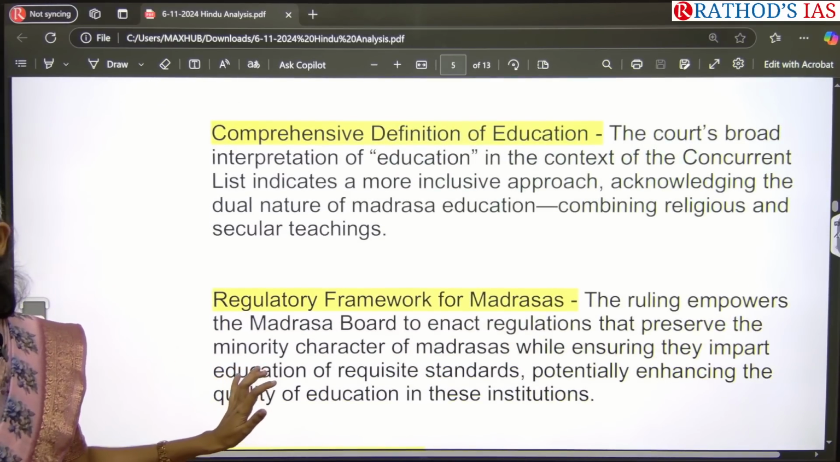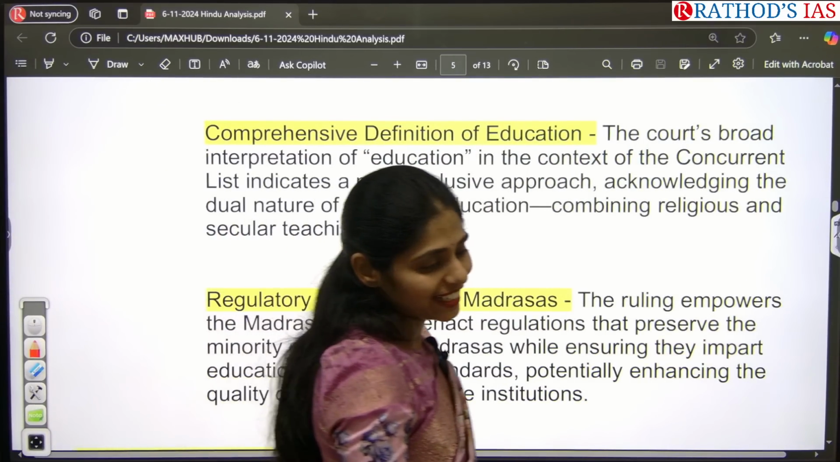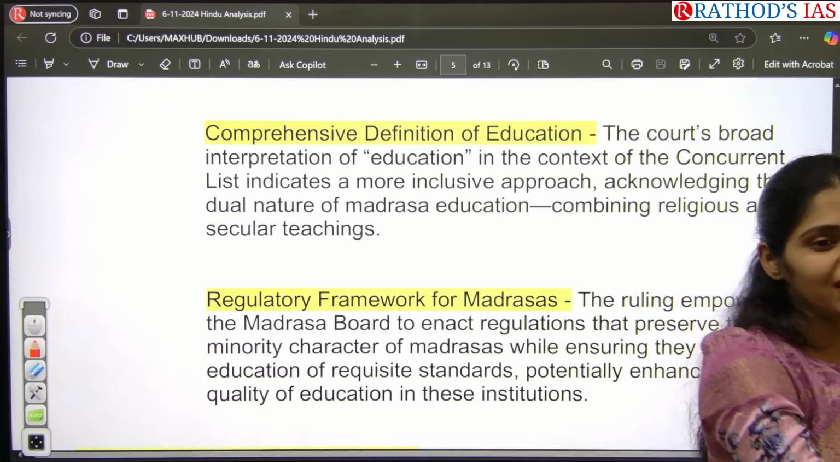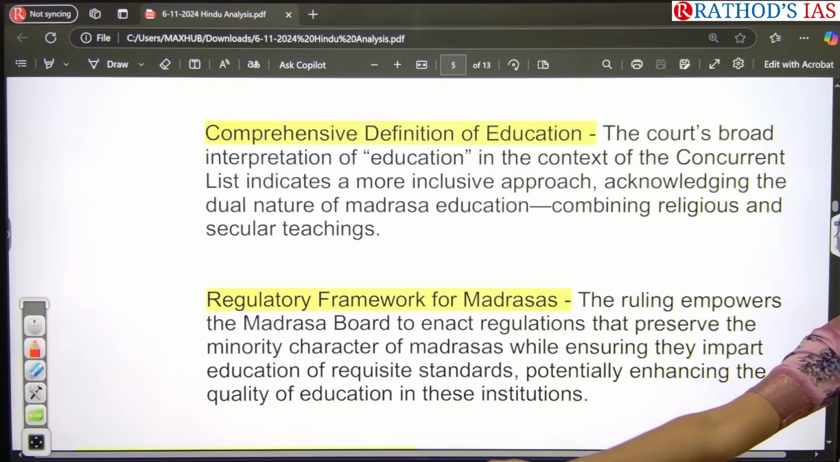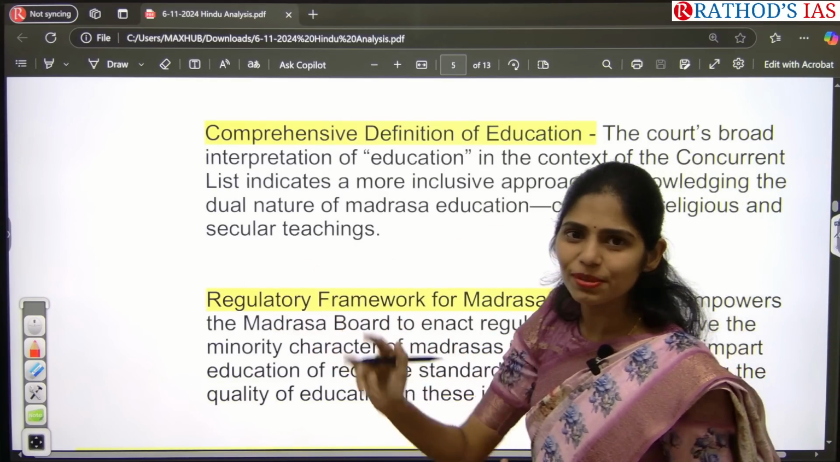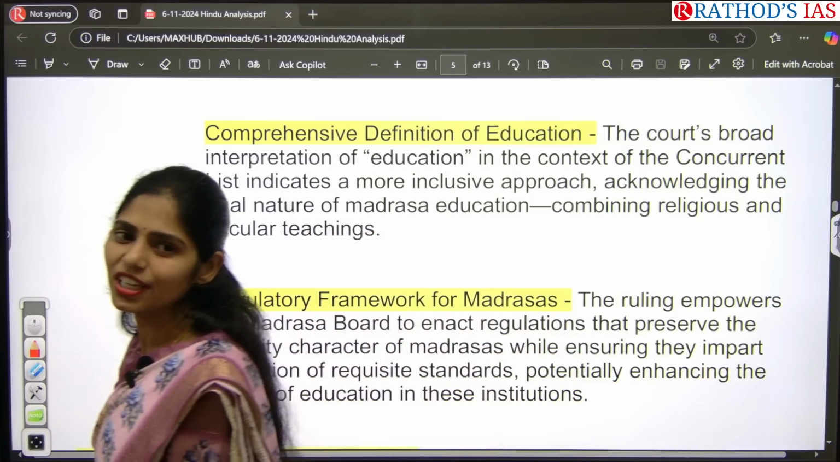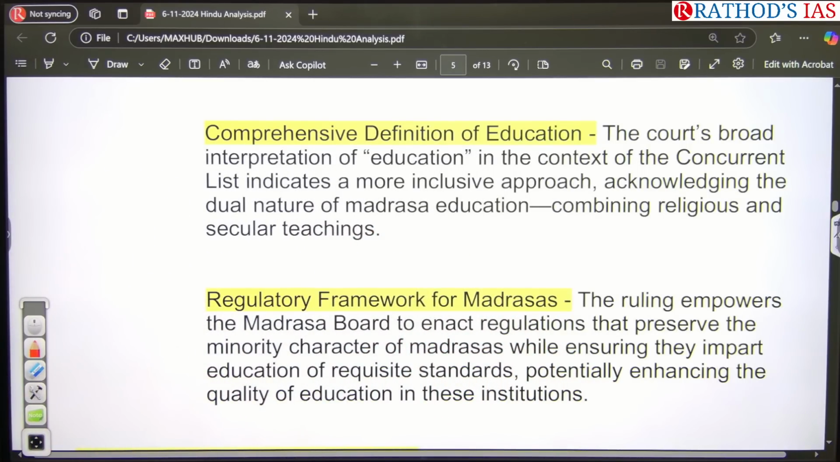Education comes under the concurrent list, right? Yeah. So education comes under the concurrent list. Because of this, higher education comes under the Centre, and here the state is taking responsibility for school education. So again there is a conflict or tussle which is going on.